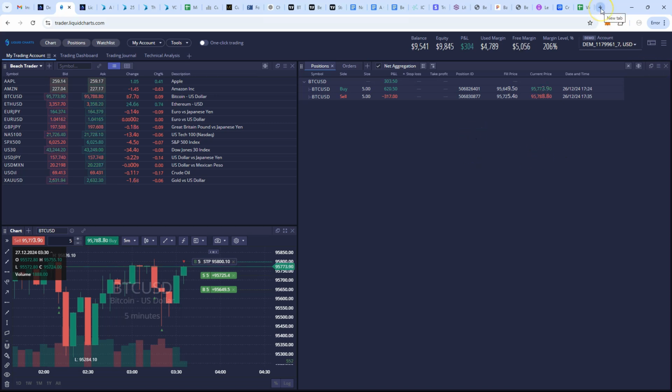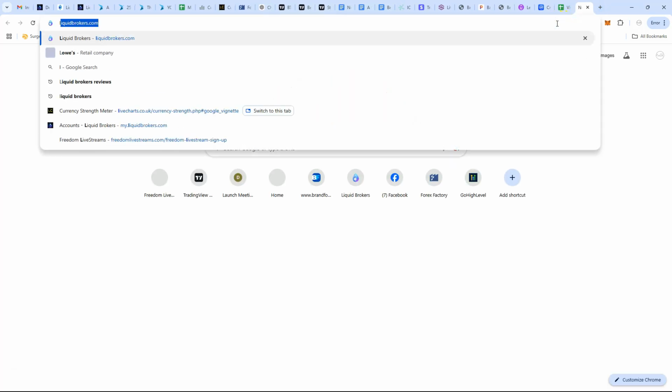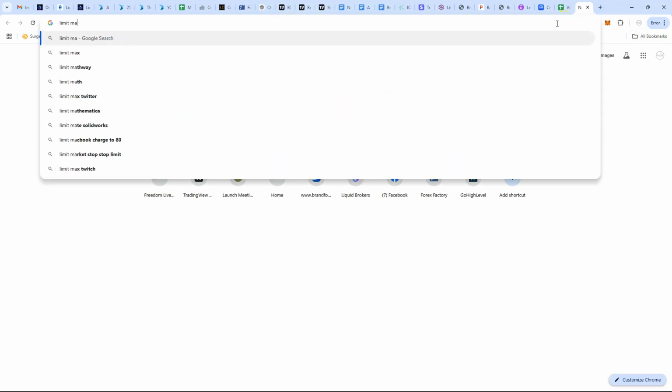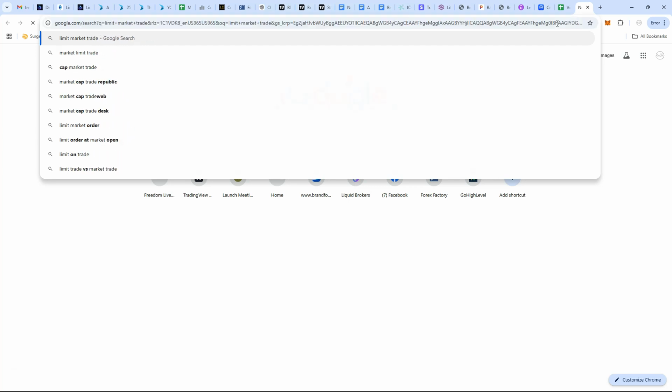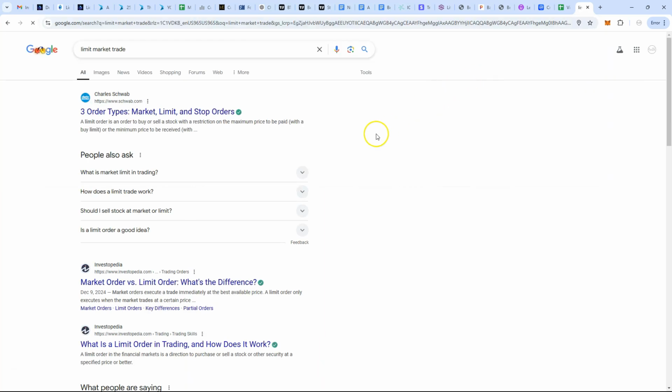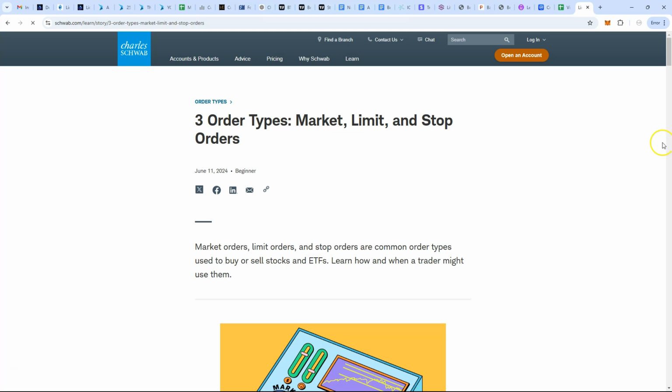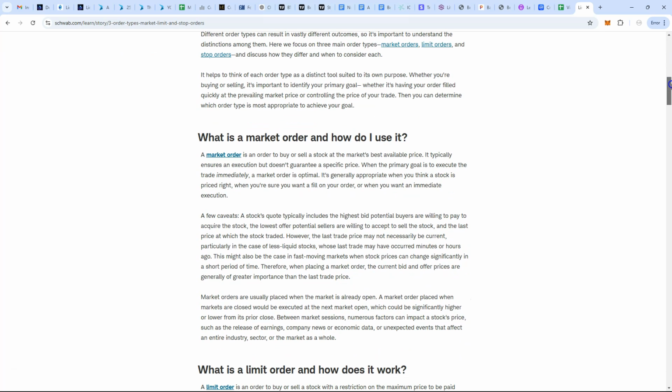Let's go to a limit market trade. And this is how people can find out things. This is a market trade, a limit, and a stop order. Let's go ahead and go to the Schwab site and let's read about this a little bit here together.